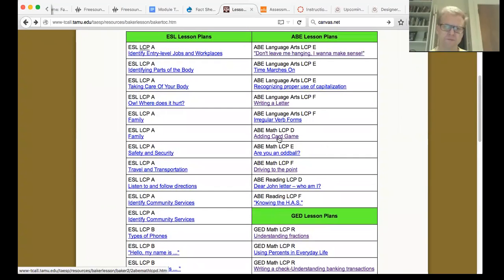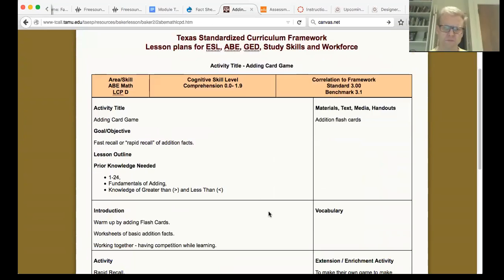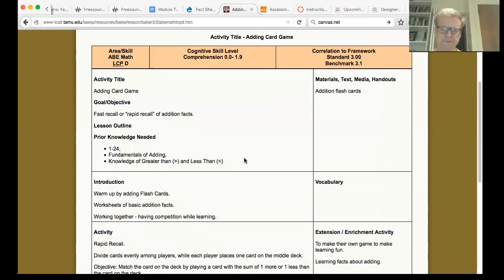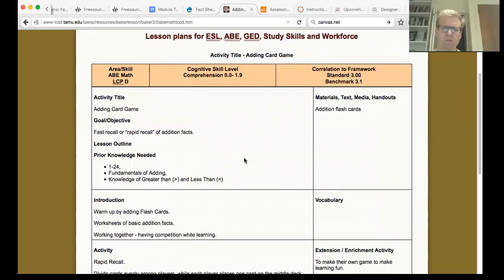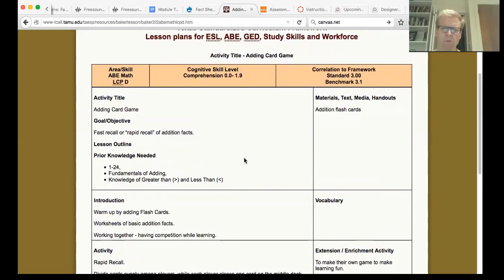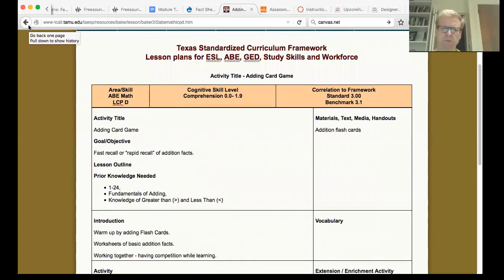And they're just doing an adding card game. Basically, it's fast, rapid recall of addition facts. So it's not really at a ninth to 12th grade level, I guess you would say. It seems like it's more at an elementary level. And I think where that gets defined, at least for me anyway, is within the standard. And like you said, I don't think you'd really expect a senior in high school to be challenged by what's in that column E, correct?